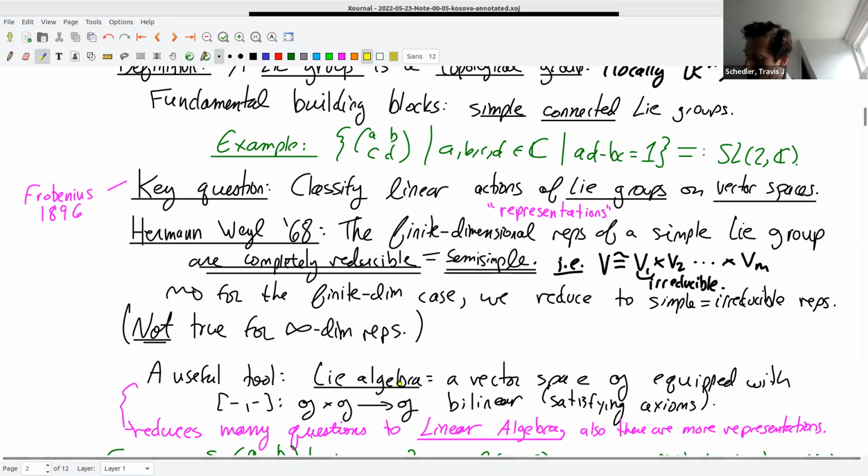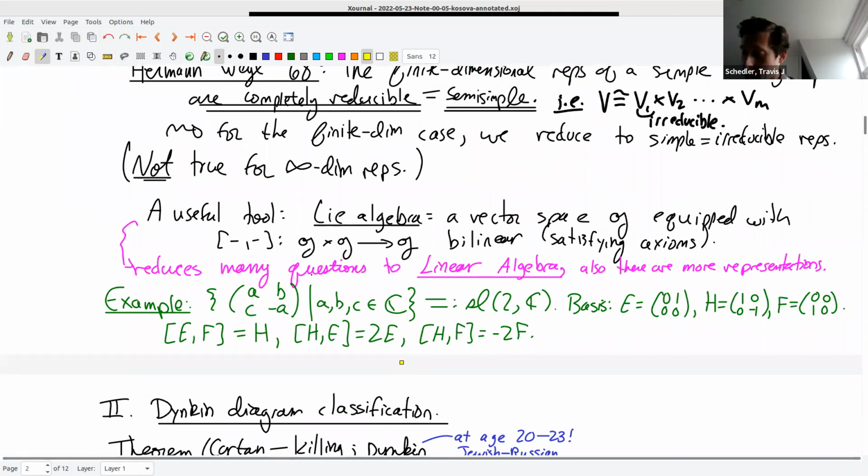Okay, so a useful tool to deal with these representations, because it can be quite complicated. You have a group which can have an interesting structure, and then you have its action on vector spaces. So it's not really just linear algebra because you have this group involved, which we don't necessarily understand. So a useful tool to make the problem sometimes easier to handle is to look at what are called Lie algebras. Those are vector spaces equipped with a bracket, a Lie bracket, and this is linear algebraic data which captures most of the information of the group. And this reduces many questions to linear algebra.